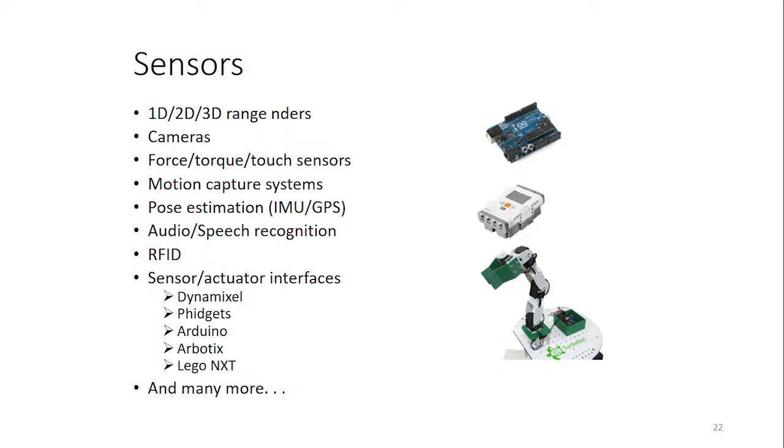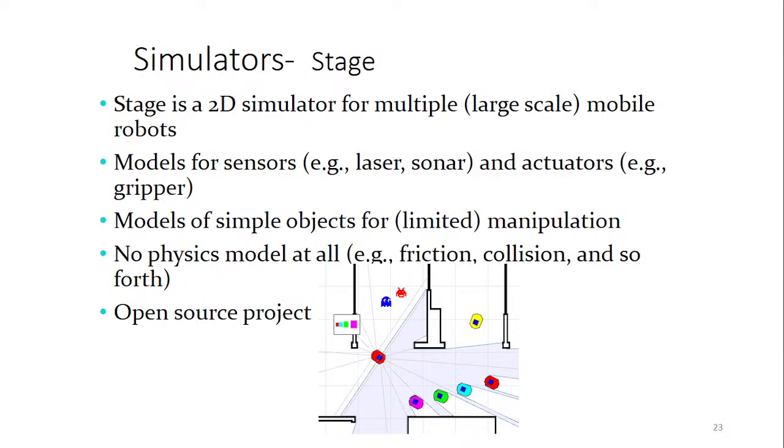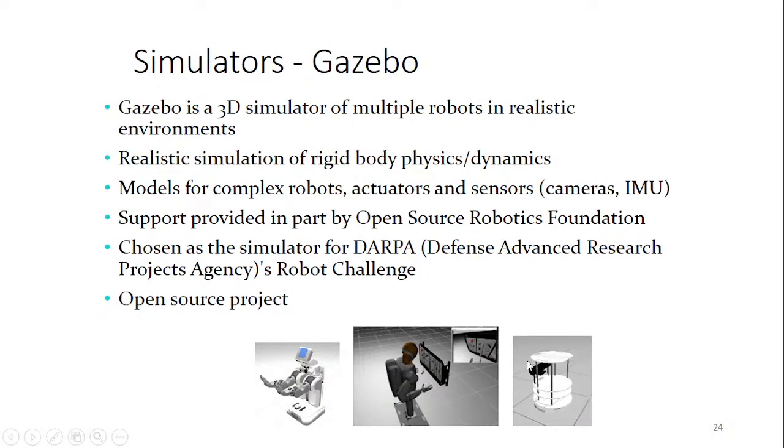Audio and speech recognition, RFID sensors, actuators, Dynamixel, Phidgets, Arduino, Lego NXT, and all these sensors and actuator classes can be used here. In a simulator, you don't need to have all this hardware, so that is one advantage of studying ROS. You don't need all these hardware to create your own robot. You can do this using simulators. There are two types of simulators: 2D simulators and 3D simulators. It is better to use 3D simulators like Gazebo.